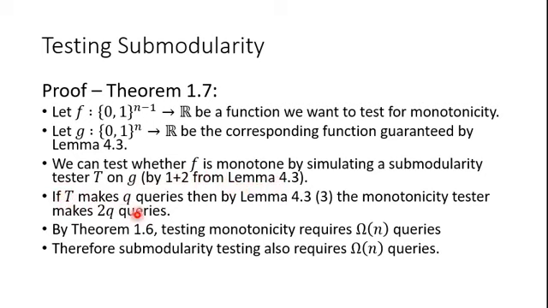And of course, if t makes q queries, then by lemma 4.3 number 3, we can see that the monotonicity tester makes twice as many queries, 2q queries. And now if we take theorem 1.6 that we just recently saw, testing monotonicity, we know from this theorem, requires omega of n queries. So therefore, very simple, submodularity testing also requires omega of n queries.